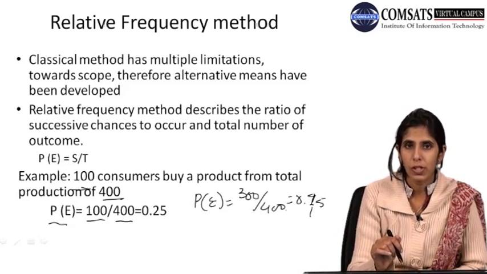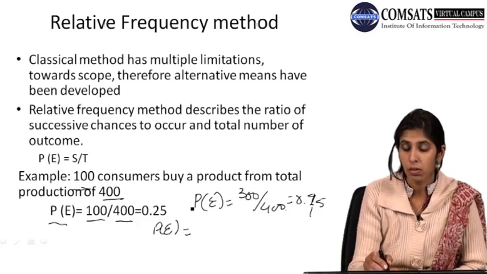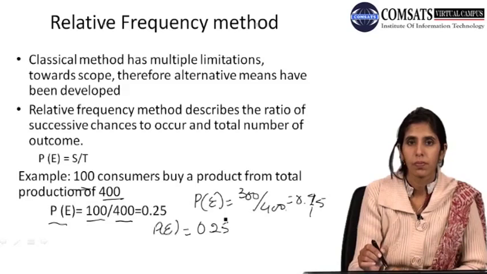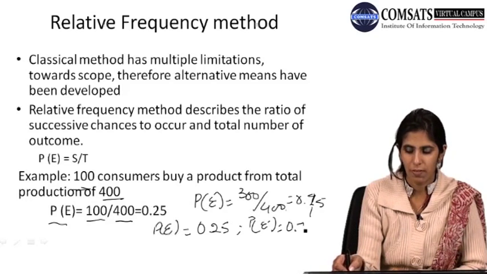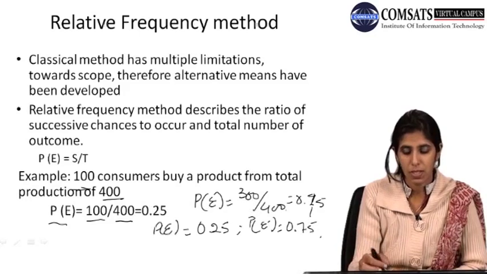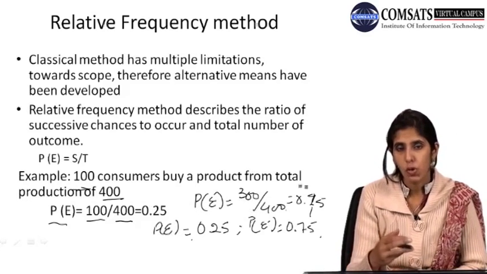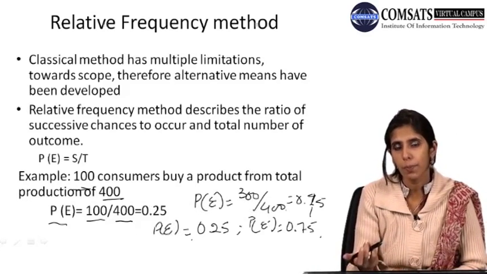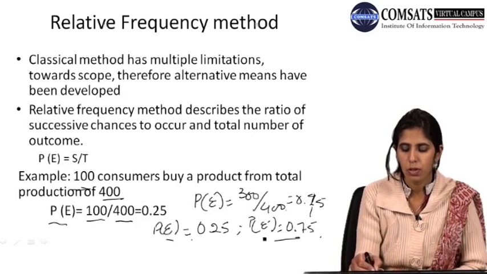When you combine the probabilities of both events, the probability of the event that consumers have purchased the product is 0.25, and the probability of the second event that consumers have not purchased the product is 0.75. Outcomes will be 2, because we have conducted one experiment which generates two outcomes, whether they buy or they won't buy. Those who bought the product are 100 in number, and those who did not were 300. Both give separate probabilities. The sum of both probabilities is equal to 1.